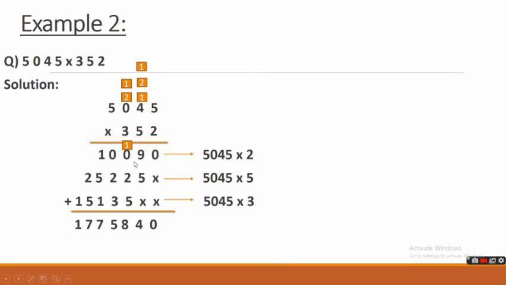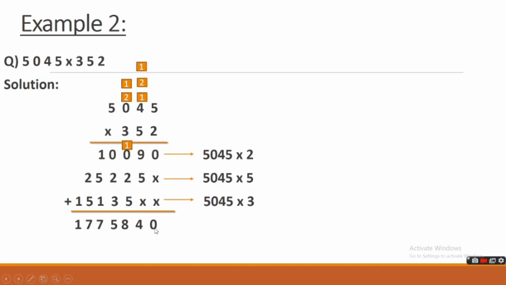Now the multiplication by 3. 3 5s are 15, 5 down and 1 will be carried. Then 3 4s are 12, 12 plus 1 becomes 13, 3 down, 1 will be carried above 0. Then 3 zeros are 0, plus 1 becomes 1 and the last one is 3 5s are 15. So by multiplying 2 with 5,045 we get the answer 10,090. Then by multiplying 5 with 5,045 we get the answer 25,225, and the last answer, the multiplication by 3, is 15,135. So let's add that.